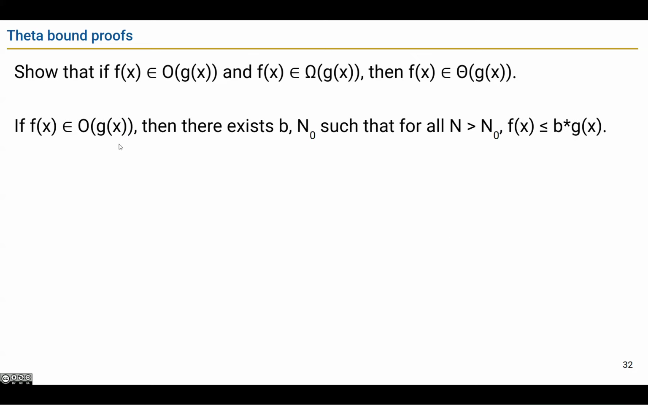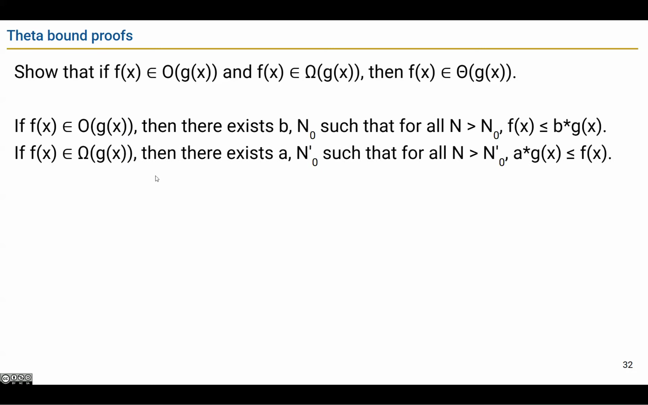When we say that f of x is O of g of x, all we're saying is that there exists some b and some n naught such that f of x is less than b times g of x for anything greater than n naught. So for sufficiently large values of n, this inequality holds true.